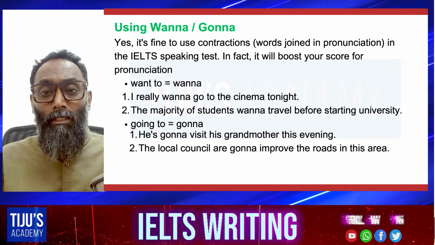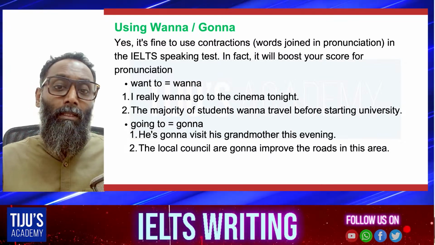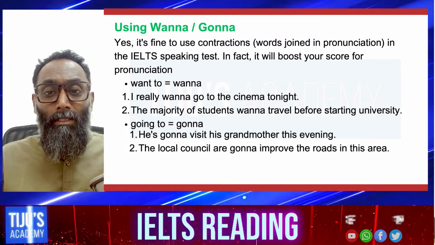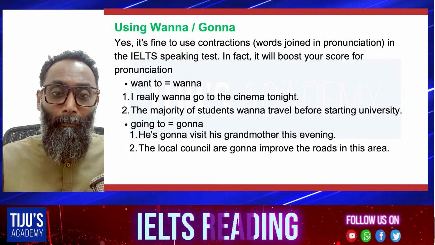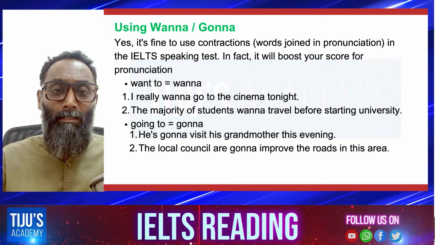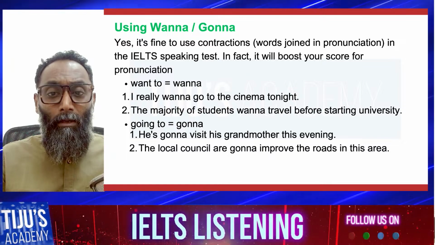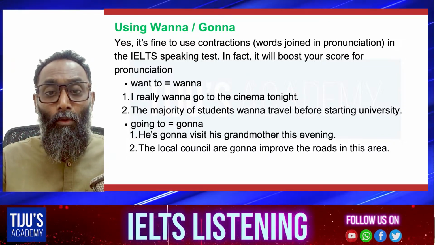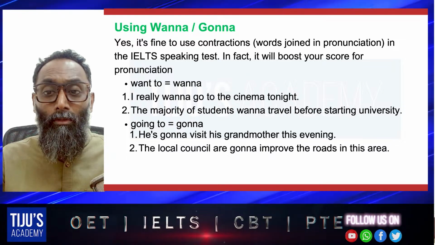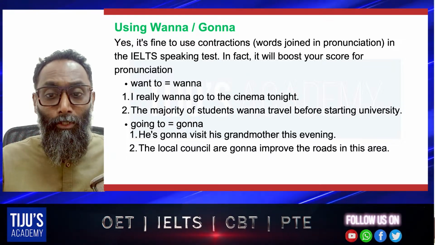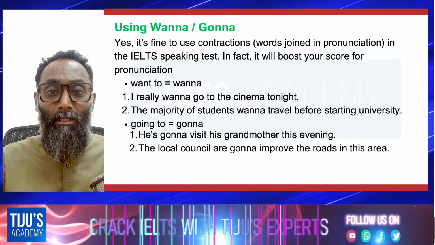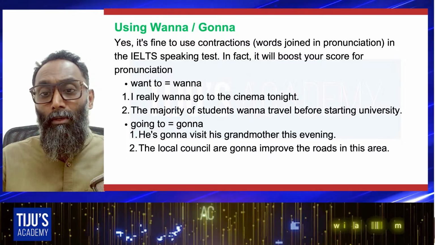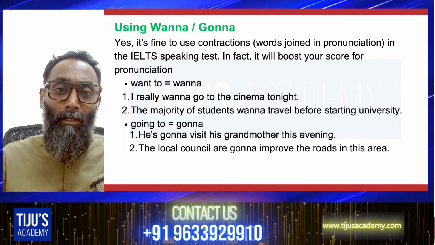He's going to visit his grandmother this evening. When you're contracting it, you can say he's gonna visit his grandmother this evening. Let's see the second example. The local council are gonna improve the roads in this area. The local council are going to improve the roads in this area. Going to is what we contract and say as gonna. In this example, the local council are gonna improve the roads in this area, right?